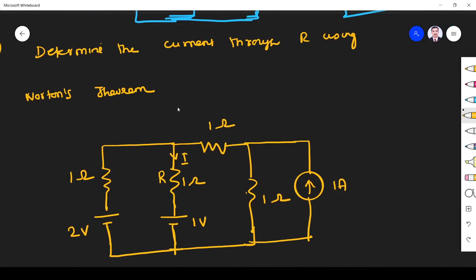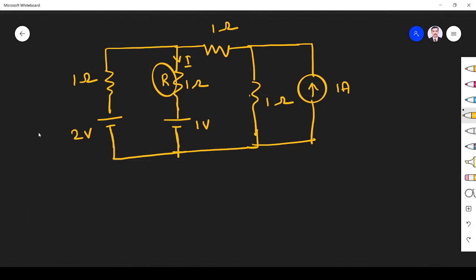So the next question is, determine the current through resistor R using Norton's theorem. That means I have to find the current through this resistor. How are we going to find it? Let us see. First, as we always do, we find R Thevenin, or R Norton. R Norton is nothing but R Thevenin. To find that, we have to remove the source. So this independent source I remove, so it will become like this, 1 ohm.